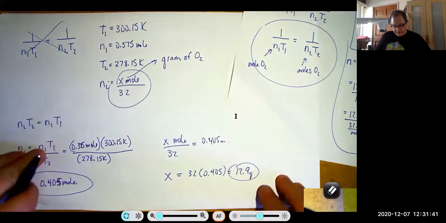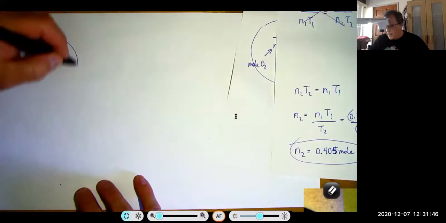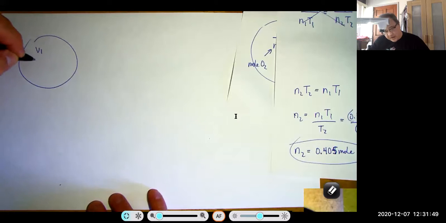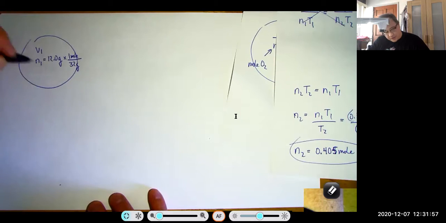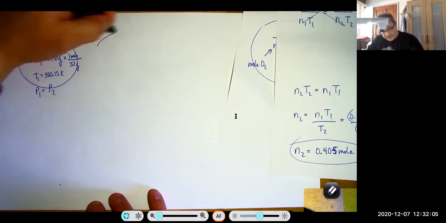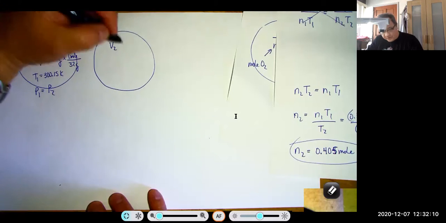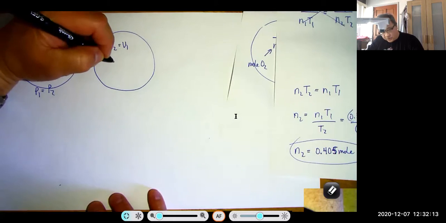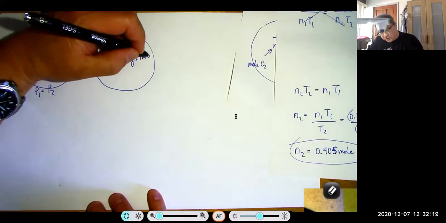Now, how can we check our answer? Well, all we have to do is write out the solution. So here we have V1, we have N1, which is equal to 12.0 grams times 1 mole per 32 grams. We have T1, which is 300.15 K, and we have P1, which is equal to P2. And in this situation, we have V2, which is equal to V1. We have N2, which is going to be 12.0 grams times 1 mole over 32 grams.